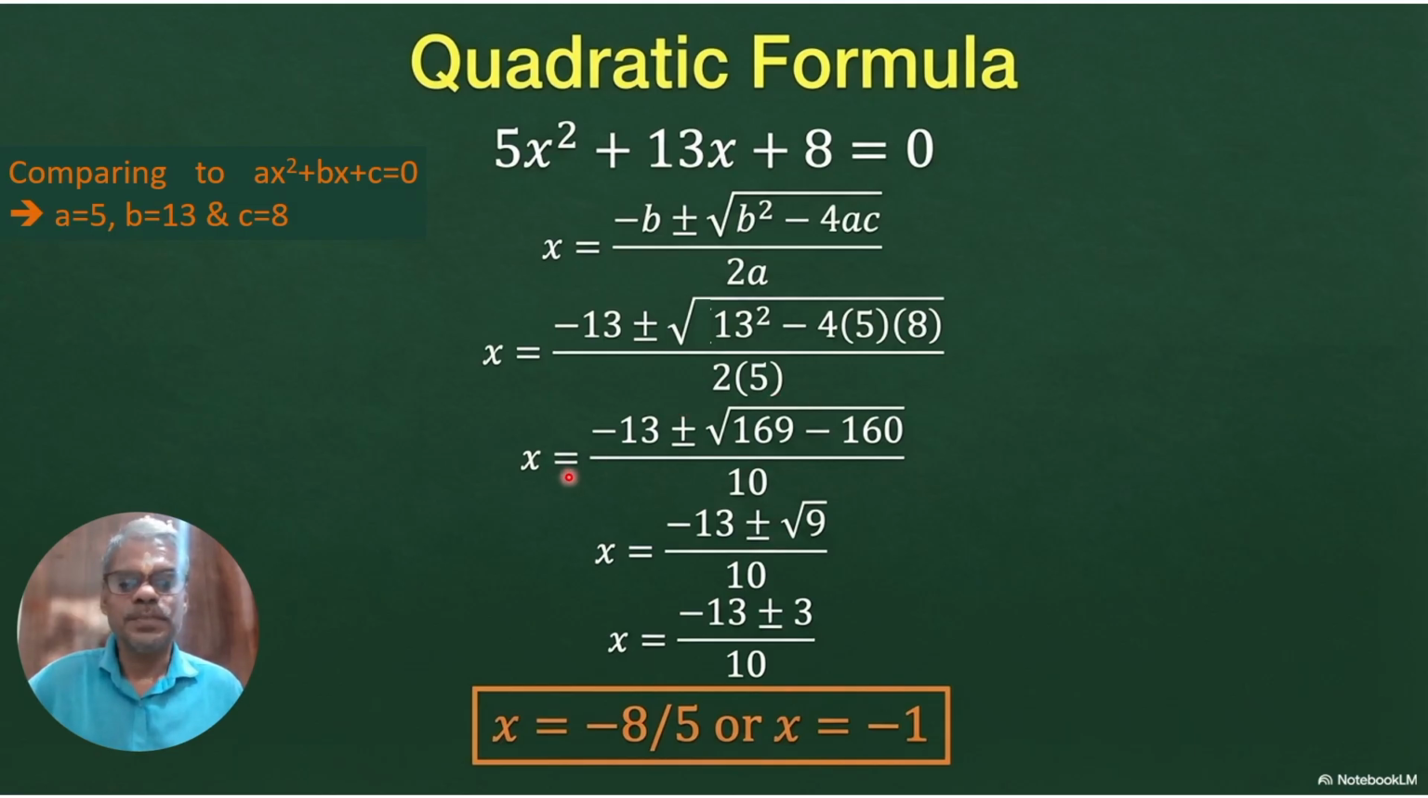Simplifying, we get x = (-13 ± √(169 - 160))/10. Further simplifying, it gives us x = (-13 ± √9)/10. So, finally x = (-13 ± 3)/10. Now, if we use minus path, we get x = -8/5, and when we use plus path, we get x = -1.